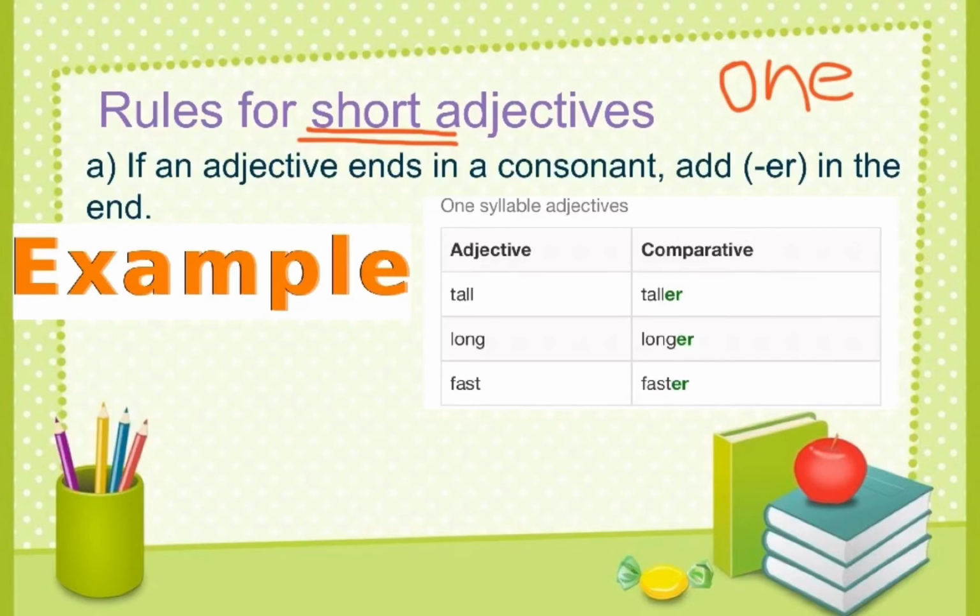So we have here an example. 1 syllable adjectives. We have tall. Tall ends in the letter L. So we only add ER at the end. Long ends in G, which is a consonant. So we add ER. Fast, faster. Can you think of another short adjective that ends in a consonant? For example, slow, it ends in a consonant, so we just add ER, slower.